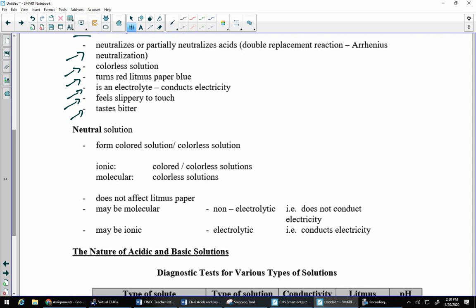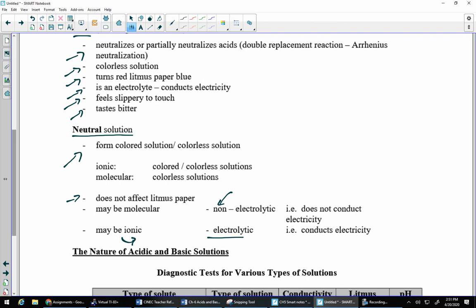Okay, neutral solutions. Well, these are kind of all over the place because there's a lot of neutral solutions. They could form colored or colorless solutions. They could be ionic or molecular. They don't affect litmus paper, so red stays red, blue stays blue. If they're molecular, they're non-electrolytes. They do not conduct electricity. If they're ionic, they are electrolytes and they do conduct electricity.